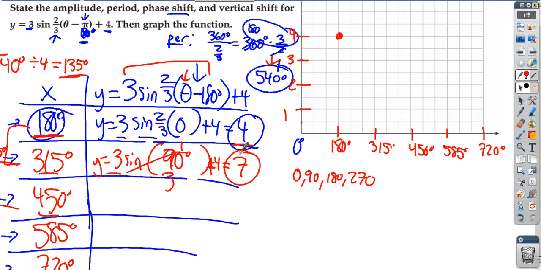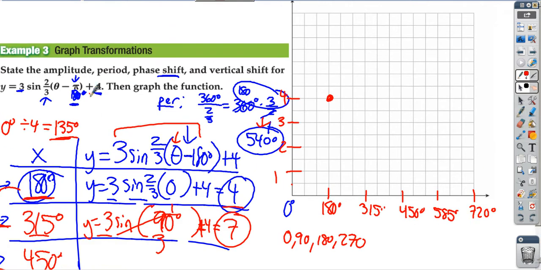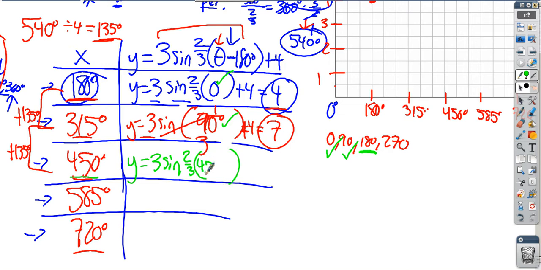So our next point should be at 315, comma 7. And that makes sense because we took this graph, we shifted it up 4. So 5, 6, here's 7. And we have a point at 315 right here. Alright, then our next value, 450. Now again, if we're doing this correctly, we got 0 plugged in right here. We got 90 plugged in right here. If we're doing this correctly, then plugging in 450 should result in 180 showing up here. So let's verify that. So 2/3 times 450 minus 180.